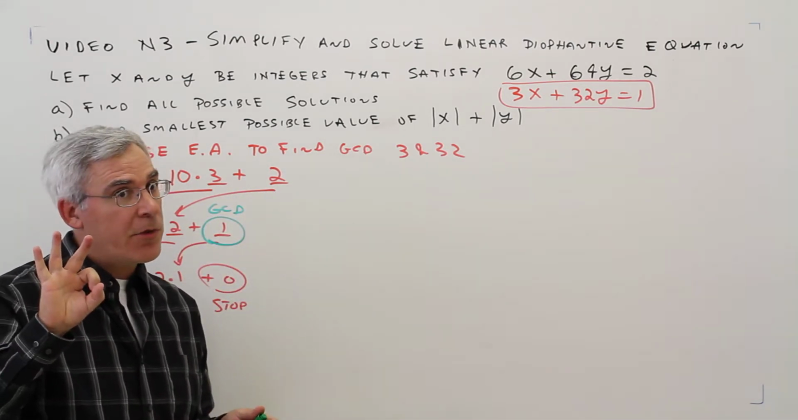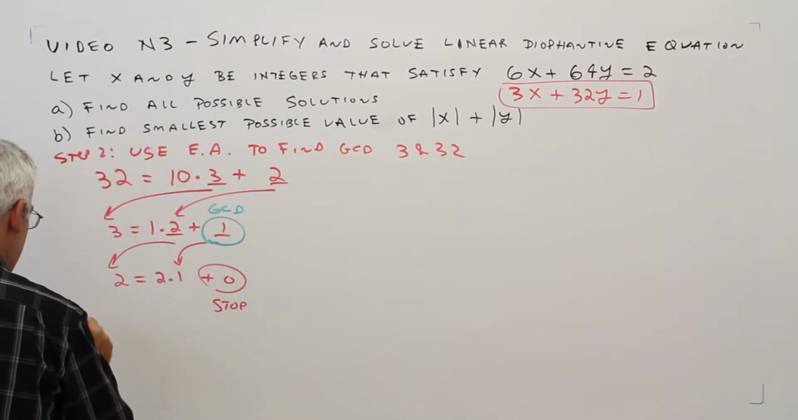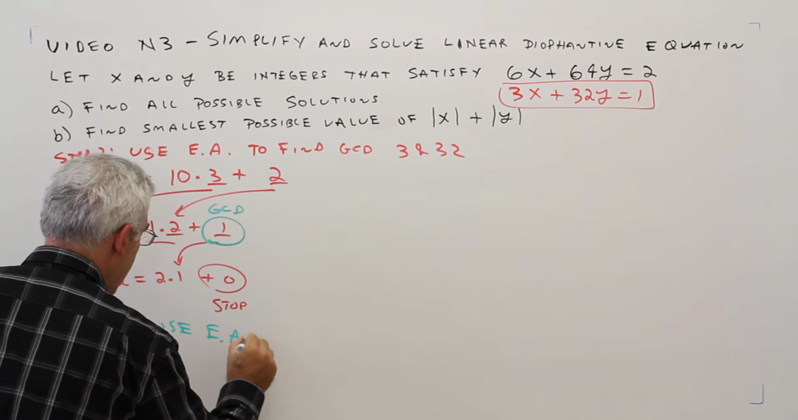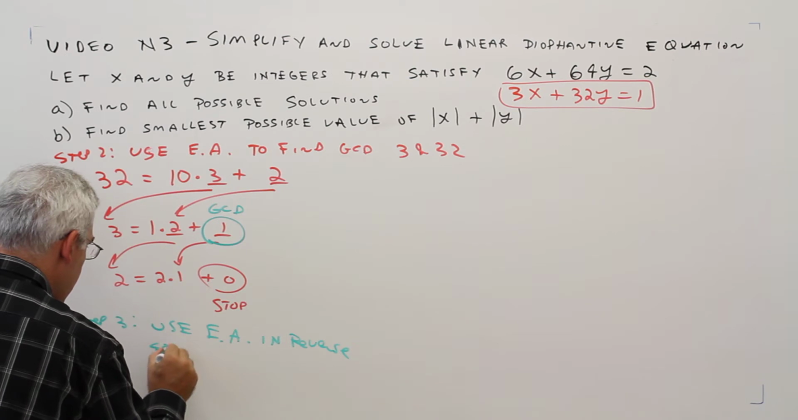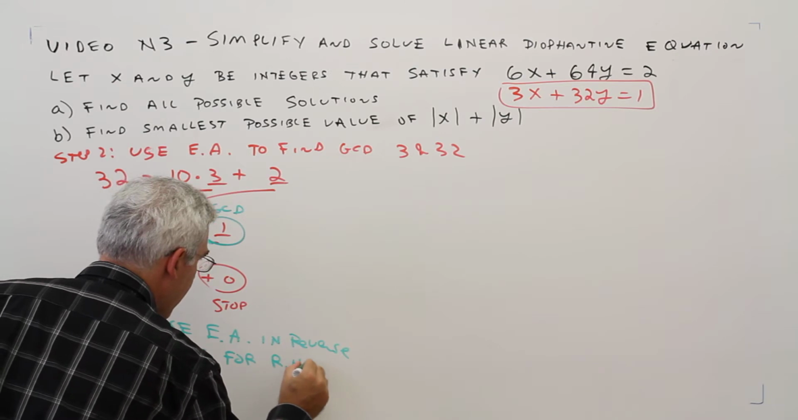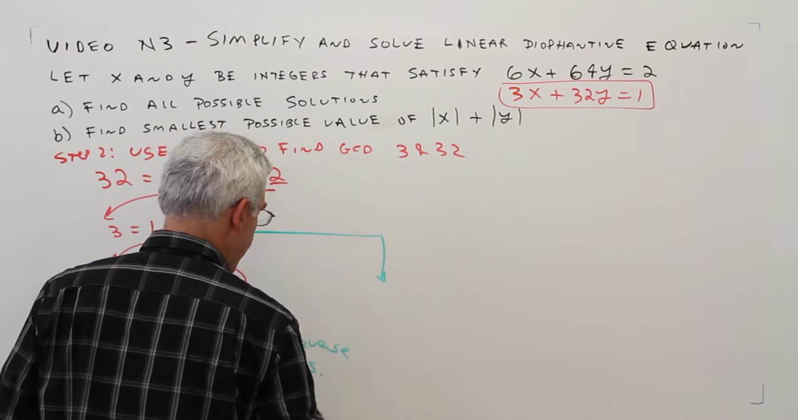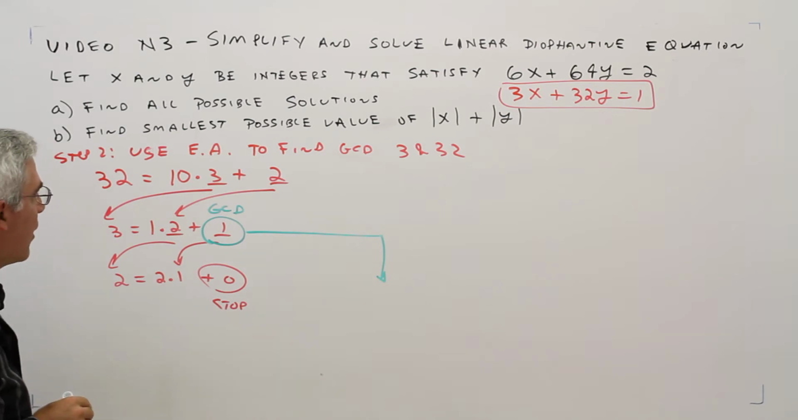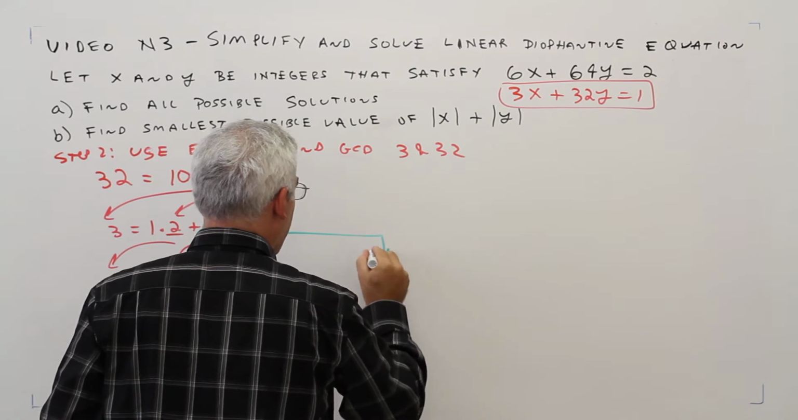Now step 3, using the Euclidean algorithm in reverse. I'll just write that here. Step 3, use Euclidean algorithm in reverse, solve for the right-hand side. And what I usually do is I start here. Okay, so I'll just erase this so I've got some more working space. All right, so I'm going to solve for the right-hand side.